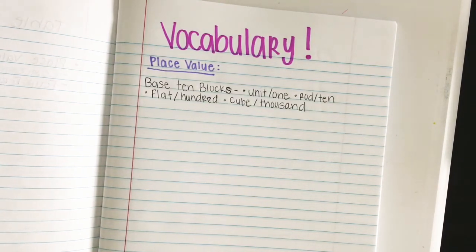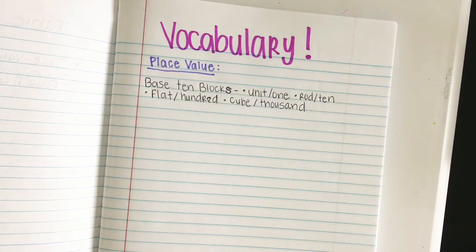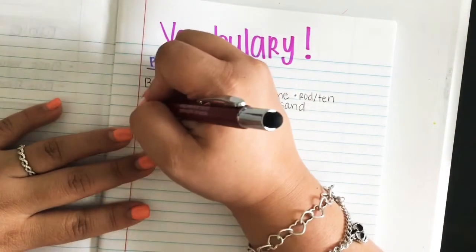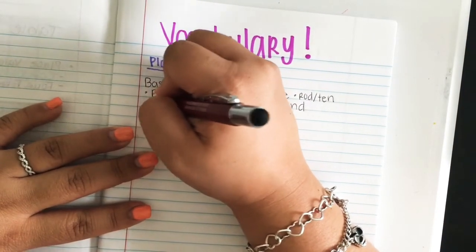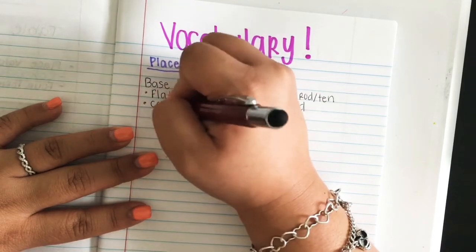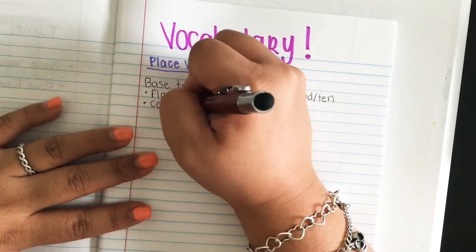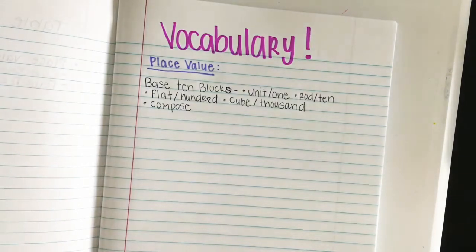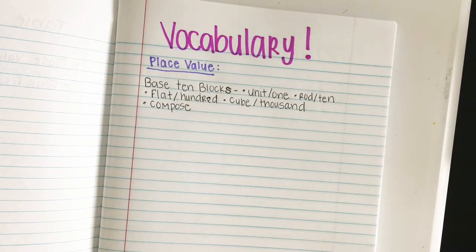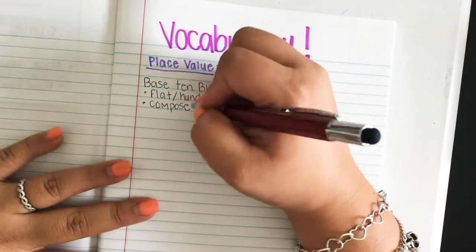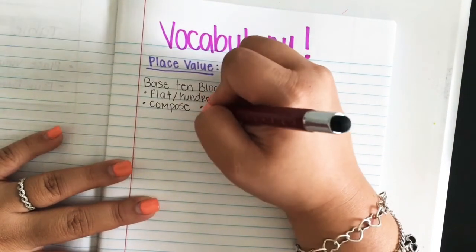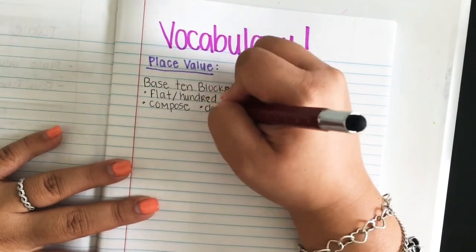Now, a few other words that we also learned were to compose and decompose. Remember, compose is when we created the number, we got the number together. So right here, I'm just going to write compose. So to create the number, we can compose it. And then if we want to take the number apart, we want to decompose it. So we'll be going further into that this week.